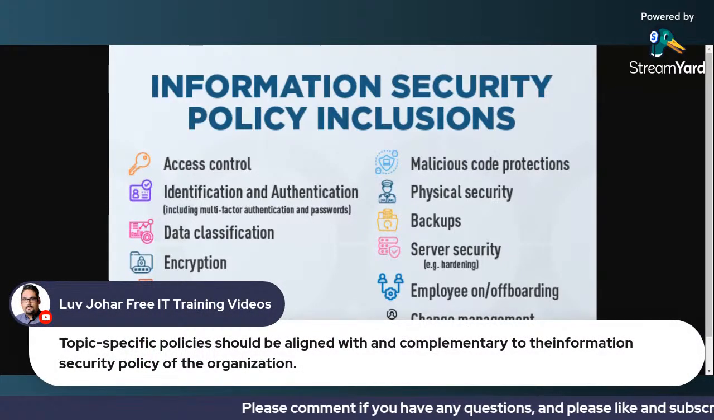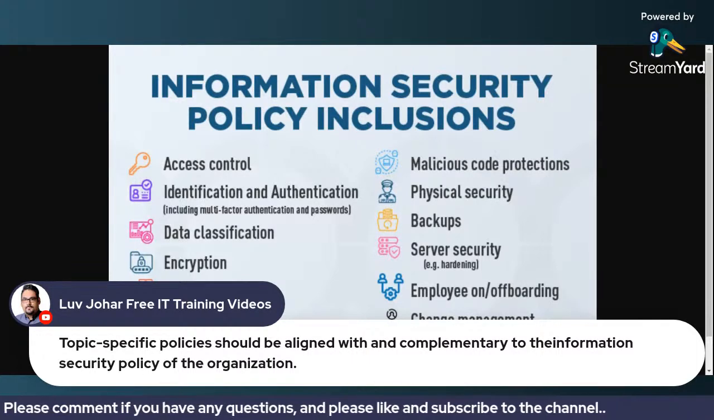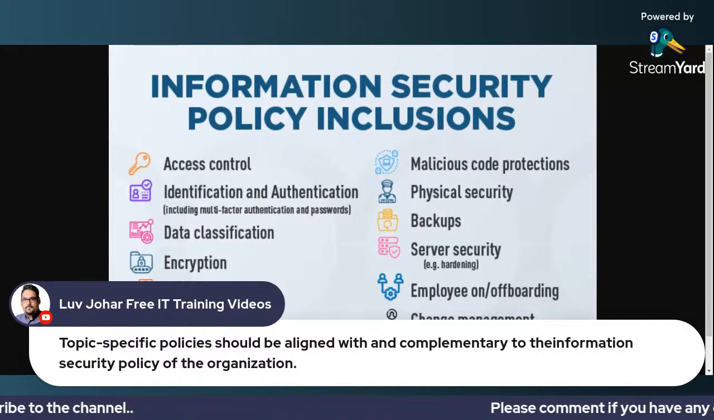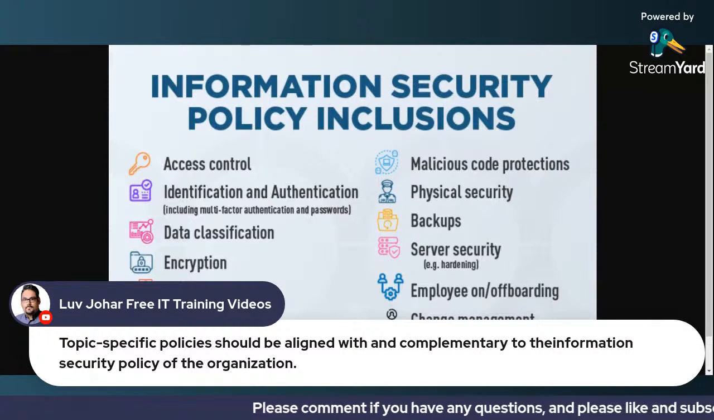Topic specific policies should be aligned with and complementary to the information security policy of the organization. For example, if you have created a data classification policy, it should be aligned with the top level information security policy that you have created.